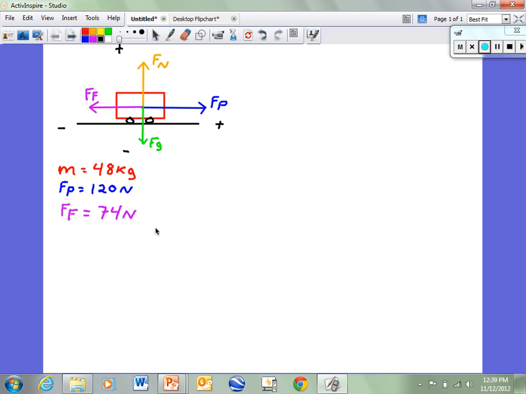So step 1 is finished, we have the picture drawn. Step 2 is finished, positives and negatives. Step 3, if there were any forces at angles, we would have to find the components of that angle, but there are no forces pulling at angles, so we can skip step 3.